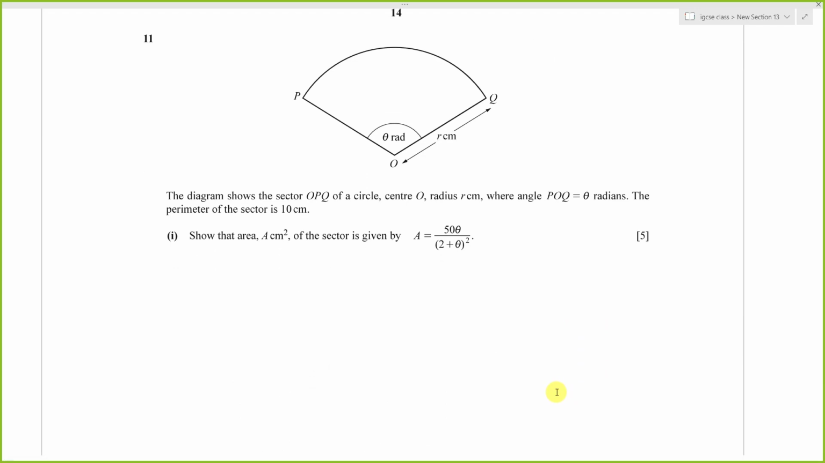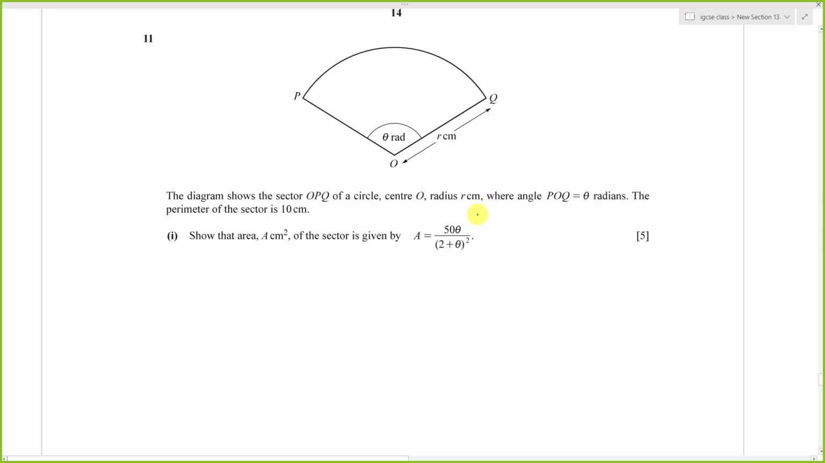Question 11 here. Okay, the diagram shows the sector OPQ with center O. The radius is r, where the angle POQ is theta radian. So the perimeter of the sector is 10.